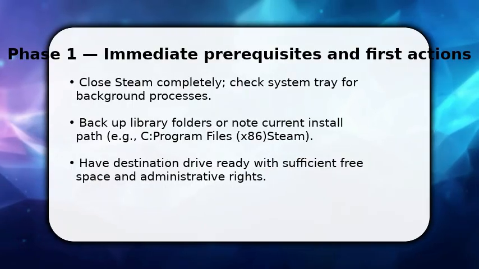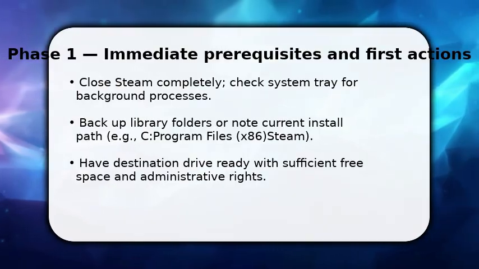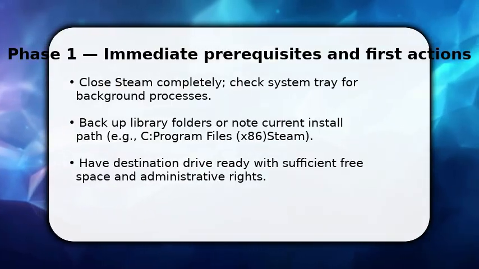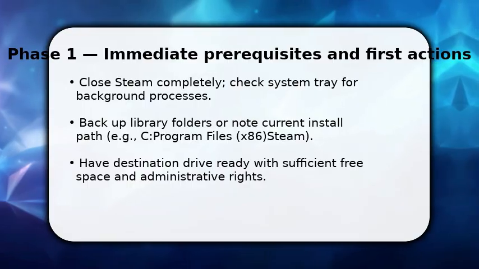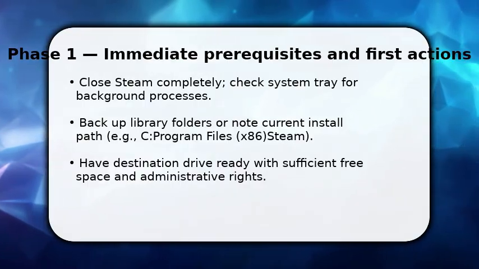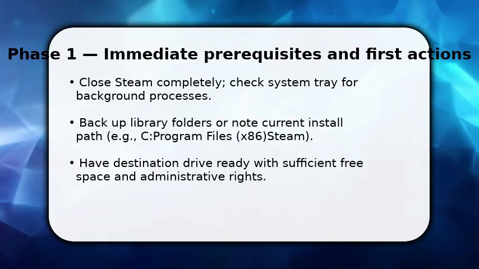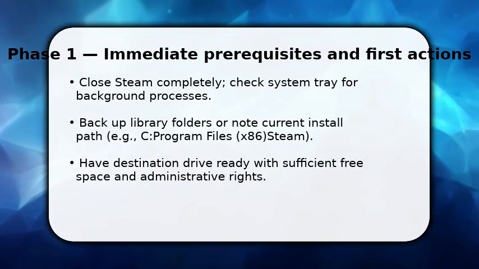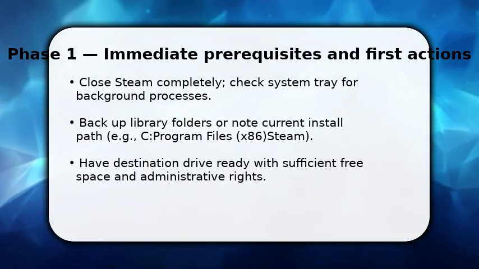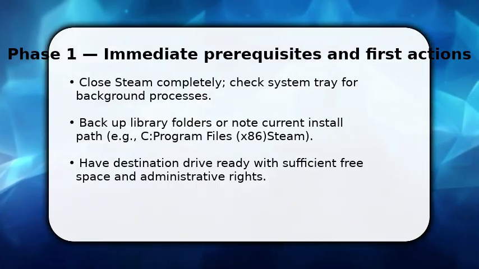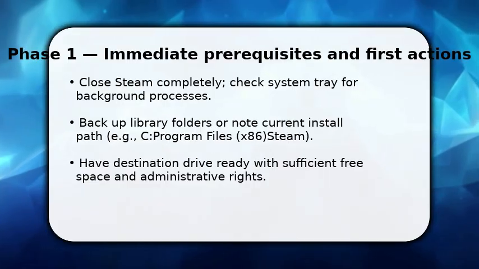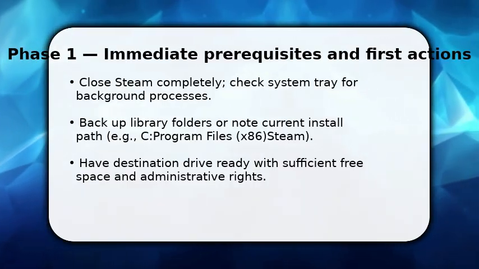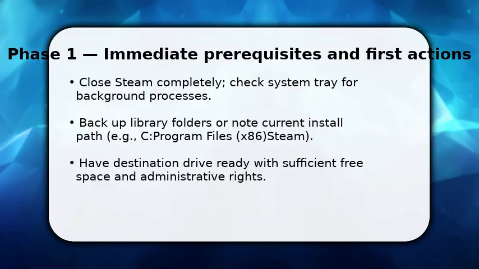You'll begin by closing Steam and confirming no processes remain in the system tray. You need admin rights and a destination folder on the drive where you want games stored. This avoids permission errors. Once done, open Steam, go to Settings, then Downloads. Make sure you understand your current library path so you can move or add a new one. This step prevents accidental data loss and prepares Steam to accept a new install location.